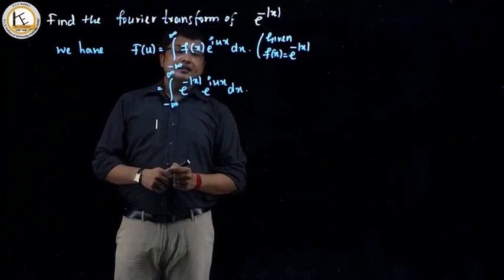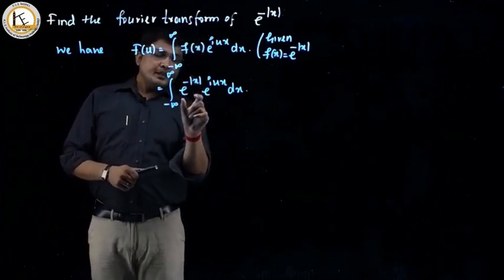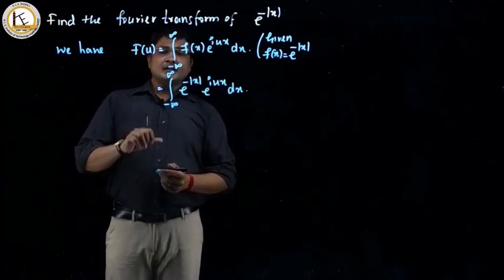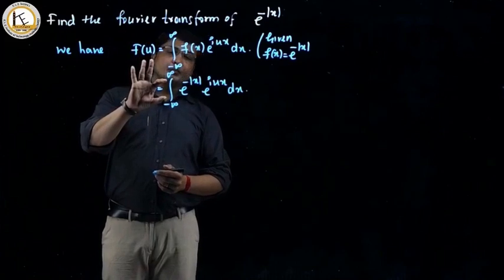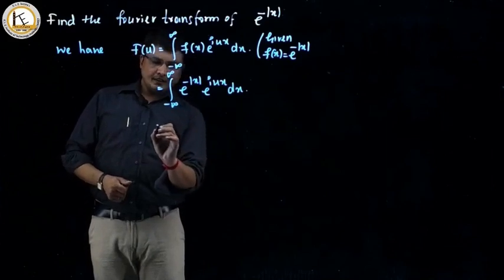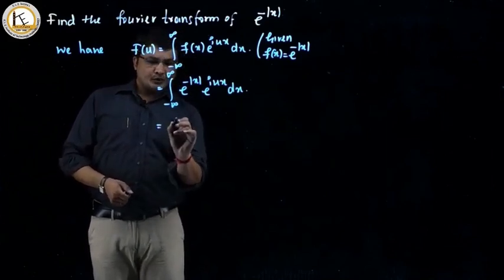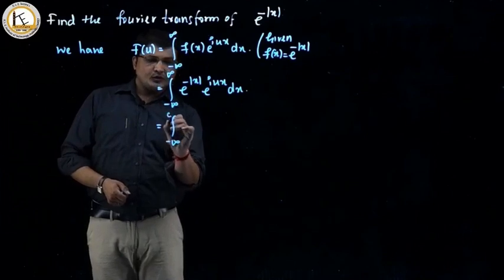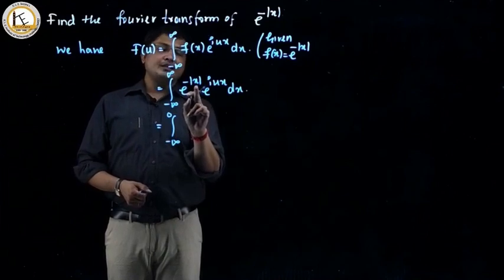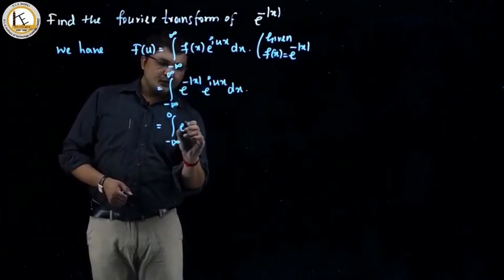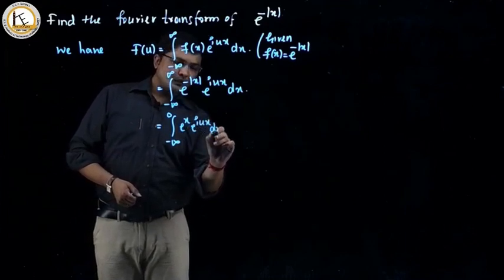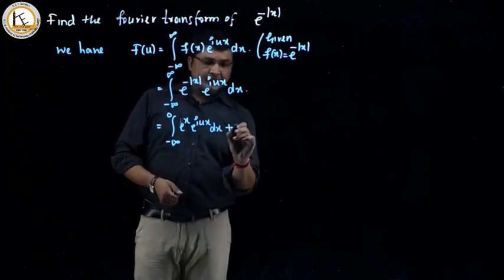And since here the function f of x contains a mod of x, that is a mod function, and since we know that mod of x will be minus x for the negative range and mod x will be plus x for the positive range, therefore we need to split this integral into a positive range as well as the negative range, because this integral contains both negative as well as positive range.